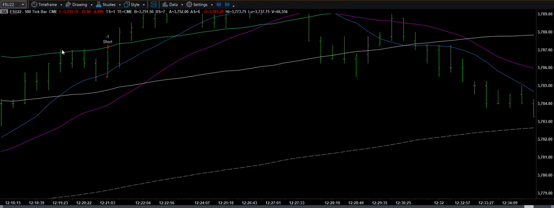It just punctured it right there. What I then need, once it punctures it, is what's called a downrange bar. I have to have a succeeding bar have a lower high and a lower low than this bar right here. But it didn't. This is what's called an inside bar. It's actually a lower high, but it's a higher low.